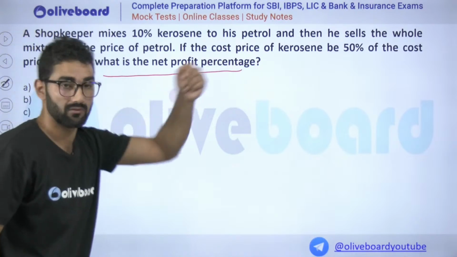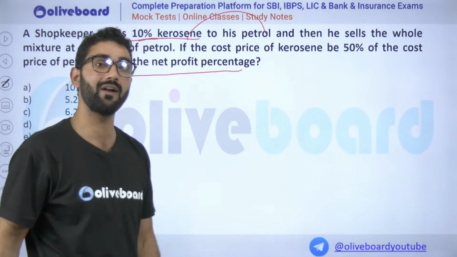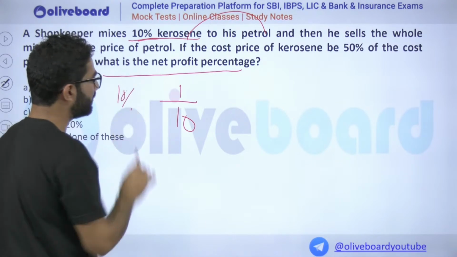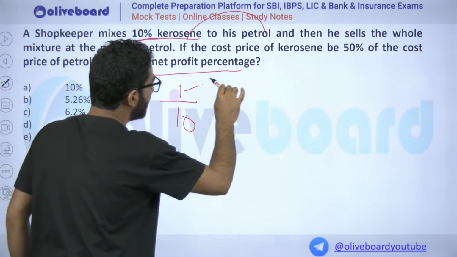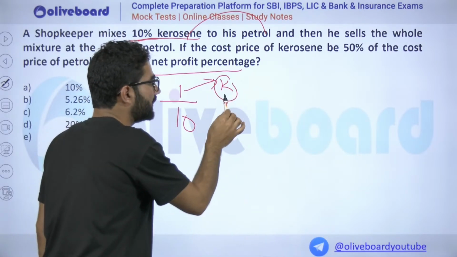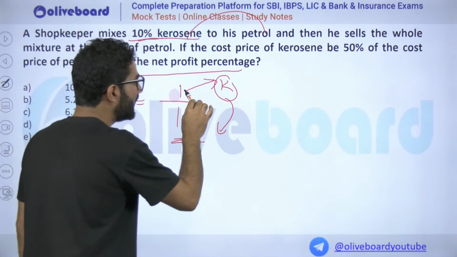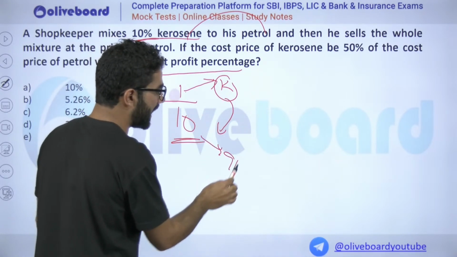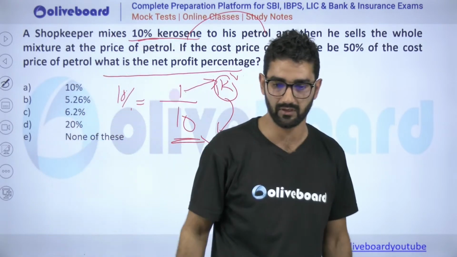Now see the question. The question is very important. 10% kerosene is added to petrol. What does that mean? 10% means 1/10. If this is kerosene, there will be 1 liter of kerosene in a total of 10 liters of mixture. 1 liter of kerosene for every 10 liters of mixture. It means there will be 9 liters of petrol. So 10% is clear for everyone.